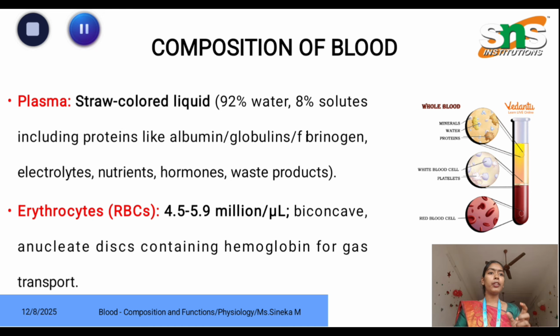Here is the image of composition of blood in the test tube. The yellow color fluid is called plasma, the red color fluid is called blood cells.